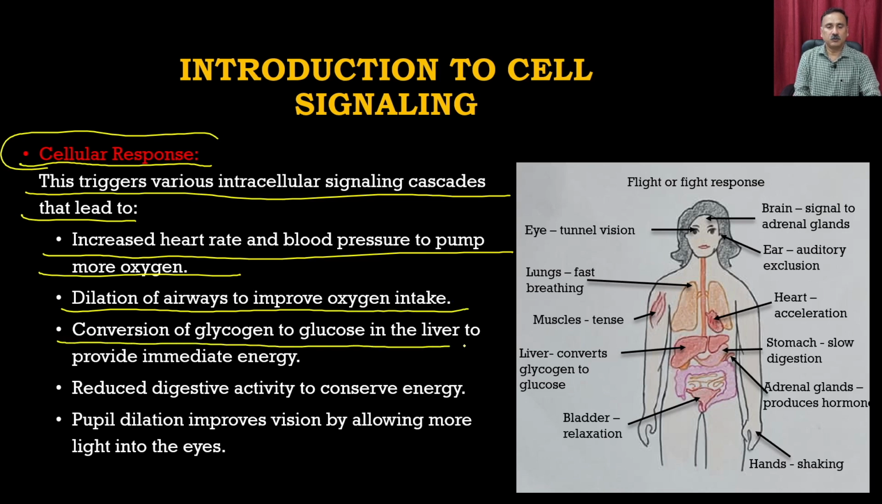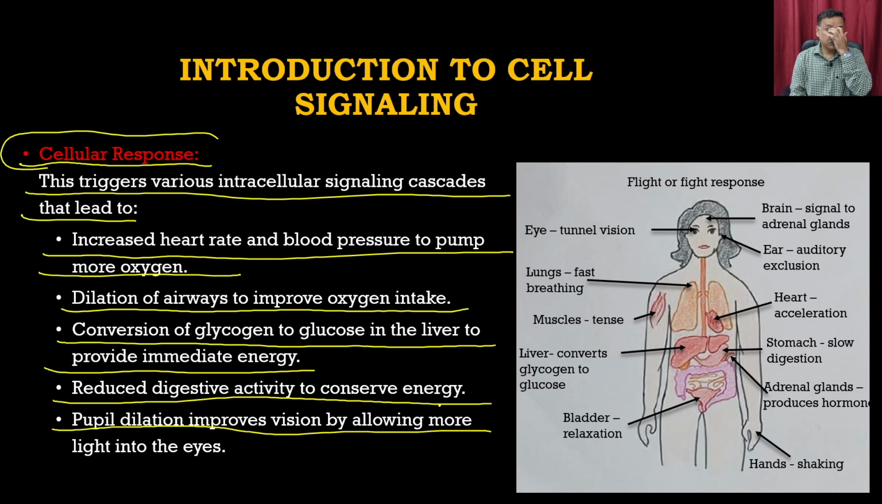Conversion of glycogen to glucose, so that you have an ample amount of glucose available, so that it can be utilized when you want to run away and those kinds of activities, to provide immediate energy, right? Because the immediate energy comes from glucose, not from fat or other biomolecules. Then it reduces the digestive activity so that you can conserve energy, and it also dilates the pupils so that you can see even under very low light conditions, so that more and more light goes into your eyes.